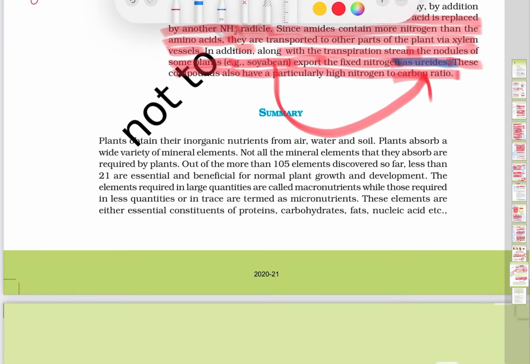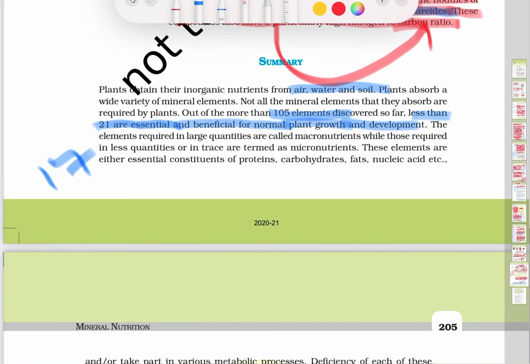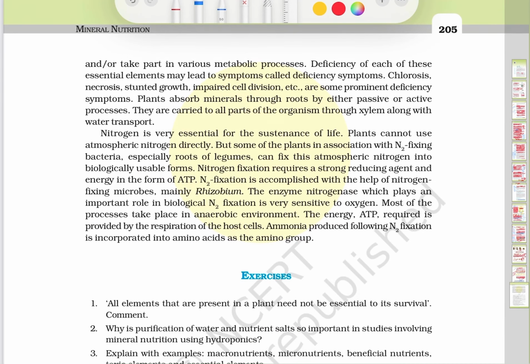The elements required in large quantities are called macronutrients, and those required in small quantities are micronutrients. These elements are essential constituents of proteins, carbohydrates, fats, and nucleic acids, and they take part in various metabolic processes. Deficiency of each of these essential elements may lead to symptoms called deficiency symptoms, such as chlorosis, necrosis, and stunted growth. Plants absorb minerals through roots by active and passive processes. They are carried to all parts of the plant through the xylem along with water transport.